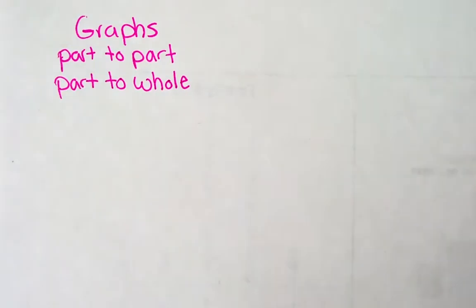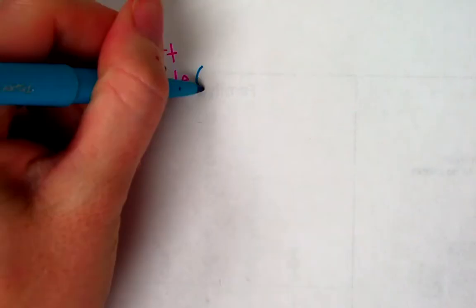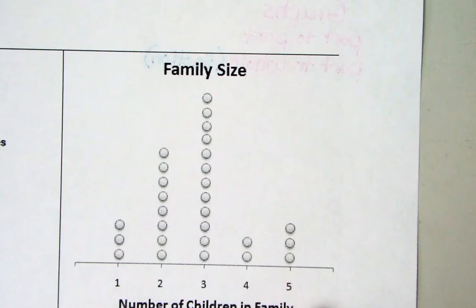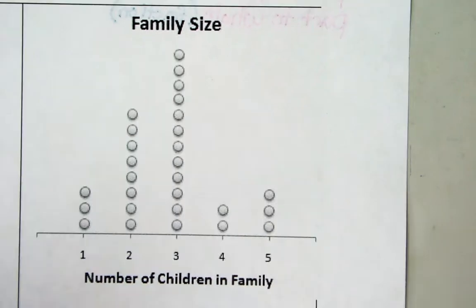Okay, so this video is going to go over graphs. So in graphs, you have part-to-part ratios and part-to-whole ratios. Ratios are something that we've learned about before. Basically, if you think of a part-to-whole ratio, that's like a fraction. When you get to middle school, you start learning about different kinds of ratios, and there's also part-to-part ratios. What we're going to look at is part-to-part and part-to-whole ratios within graphs. So we're going to start with what we call a dot plot.